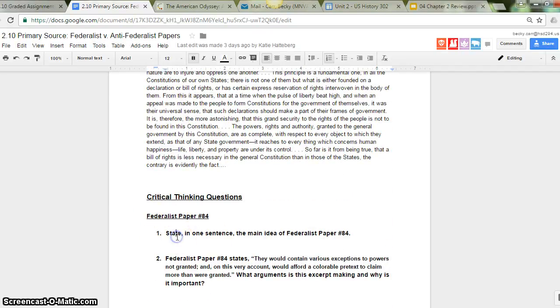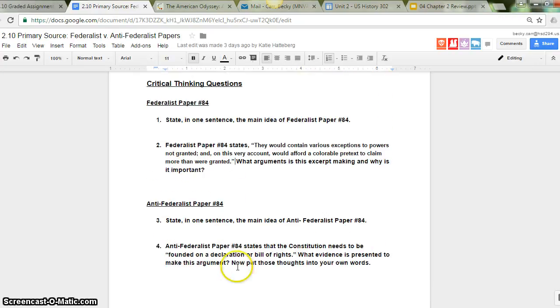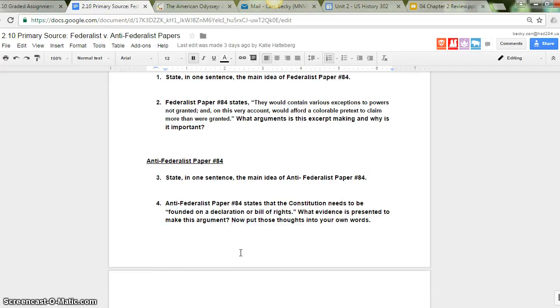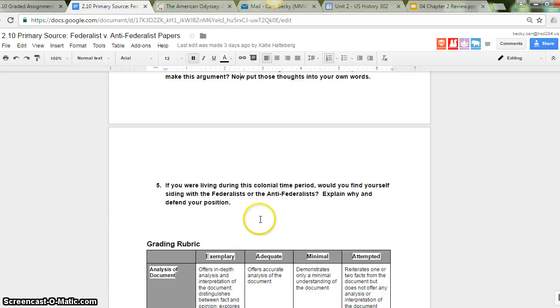And for your questions, first of all, from looking at Federalist Paper 84, state in one sentence the main idea, and then looking at a quote and trying to figure out what argument this excerpt is making and why it is important. And then for the Anti-Federalist paper, once again, in one sentence, the main idea, and then again a quote, and then putting that thought into your own words and analyzing that.